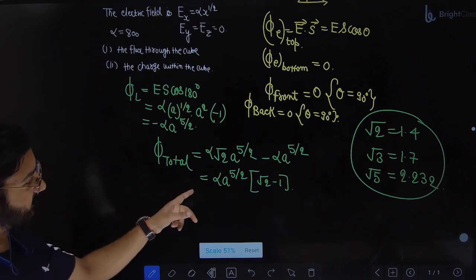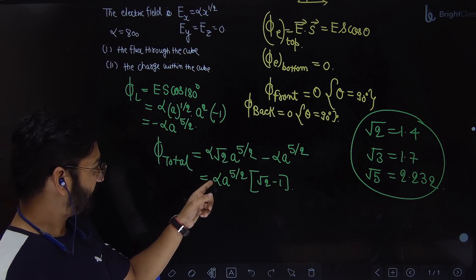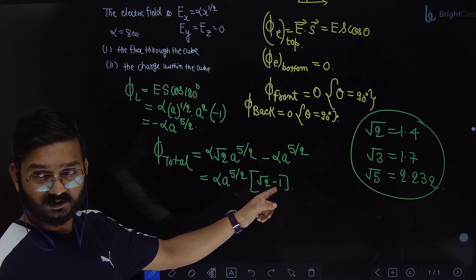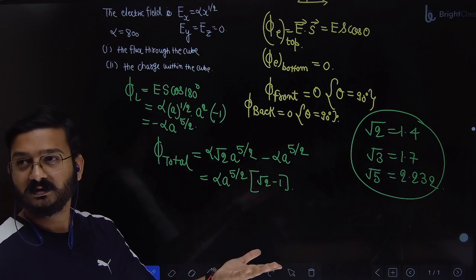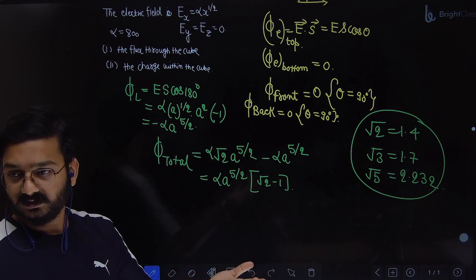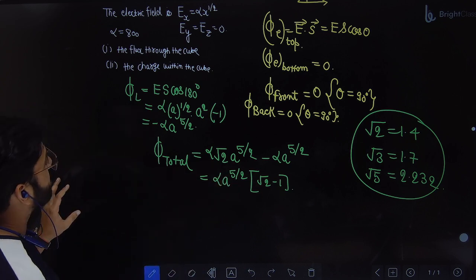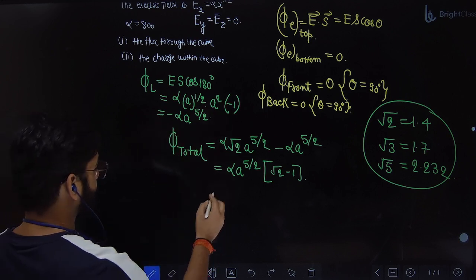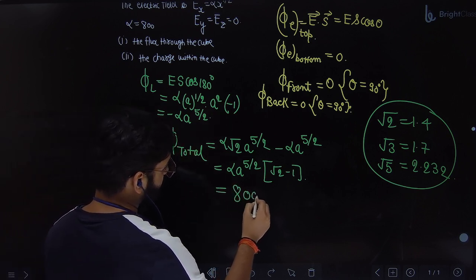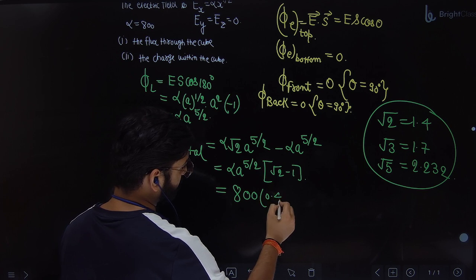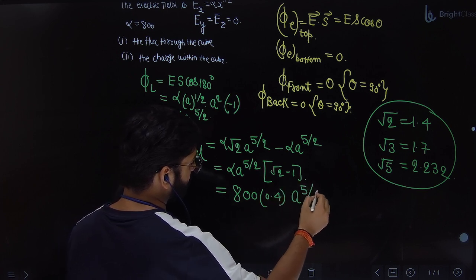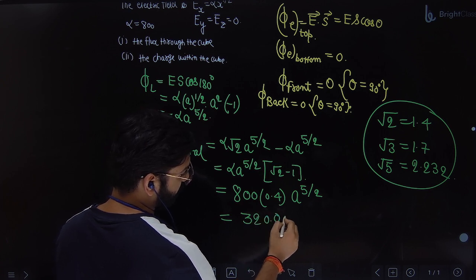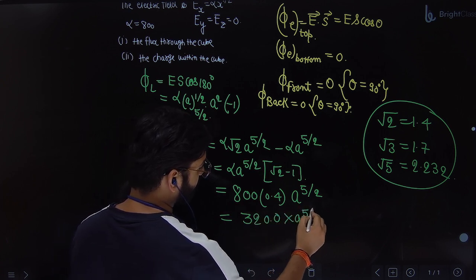I'm not doing the calculation after that. You just have to substitute alpha as 800. Root 2 minus 1 will be how much? 0.4. 800 into 0.4 will be how much? 320. You can solve. Any doubt? Anyone? I'll solve it only. This is 0.4 a to the power 5 by 2. 8 fours are 32, 3200. So 320 into a to the power 5 by 2.